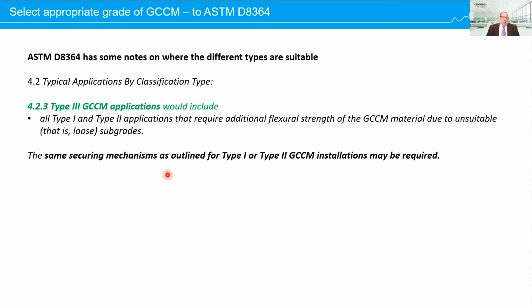And finally, type 3 GCCM includes all type 1 and type 2 applications, but where additional flexural strength of the GCCM material is required due to unsuitable, that is loose, subgrades. The same securing mechanisms, as outlined for type 1 and type 2 GCCMs, are also required.